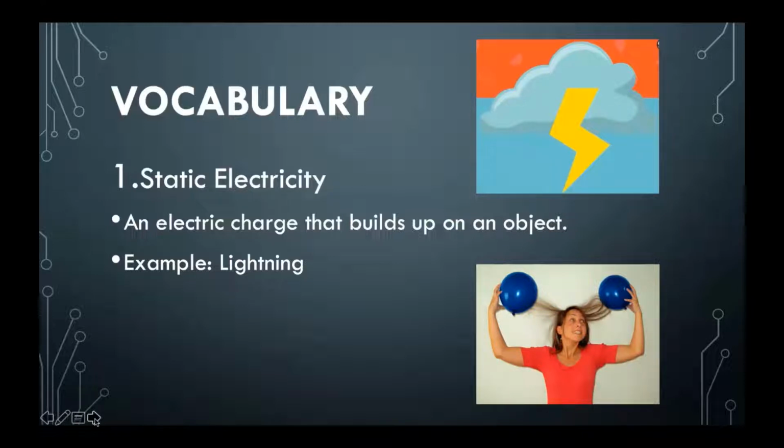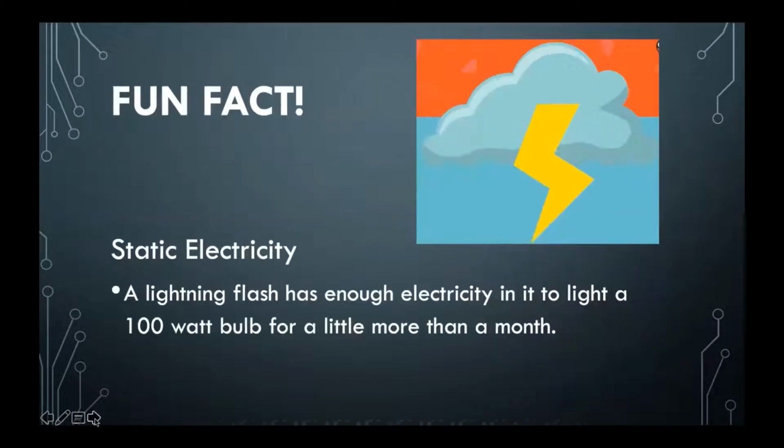A static charge builds up in a cloud, and then current electricity moves to the ground in the form of a lightning flash. You may even hear a crackling noise. Here's a fun fact. A lightning flash has enough electricity in it to light a 100-watt bulb for a little more than a month. Fascinating, right? I just love science.